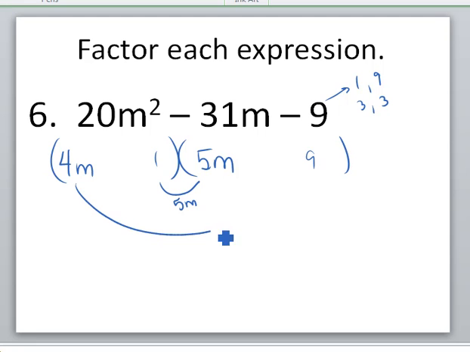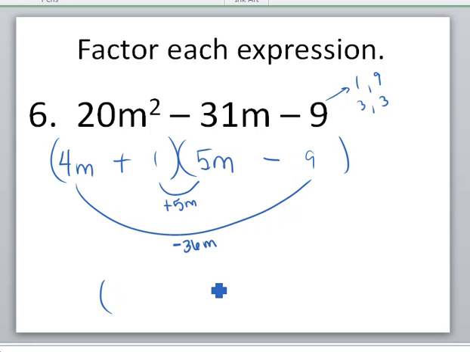5 and 36, you guys are thinking maybe that's not right, but I notice I need a negative product, so one of these has to be negative. I need a negative 31, so that would make a negative 36 and a positive 5. So positive here and a negative here does give me the correct answer.